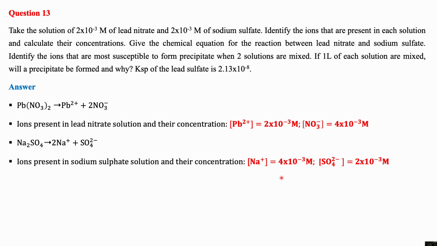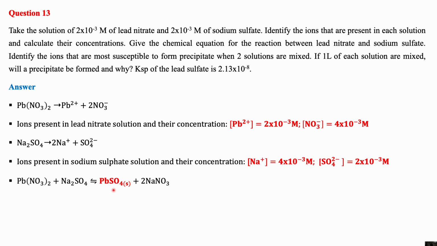They are saying give the chemical equation for the reaction between lead nitrate and sodium sulfate. So then you can write the chemical reaction, which will give lead sulfate and sodium nitrate. So this is the balanced chemical equation if the two are going to react. Identify the ions that are most susceptible to form a precipitate when two solutions are mixed. When the two solutions are mixed, we will see that this is the precipitate which is going to be formed, and you get this information from the solubility rules. We know from the solubility rule that lead sulfate is going to be insoluble. So this is the precipitate which is going to be formed.